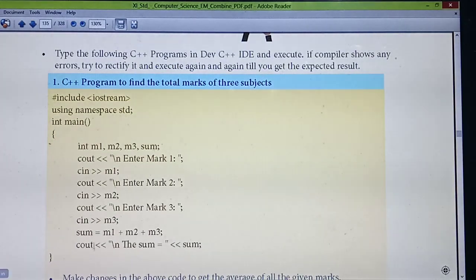Inside the cout, output means which statement do you need to write? Cout. Cout, the sum, and \n means it will automatically come to the next line. So the sum equal to. Now the answer is given in which variable? Sum. Then semicolon. Understand the program? This is a very, very simple basic program for entering marks for 3 subjects and finding the total. Understand?